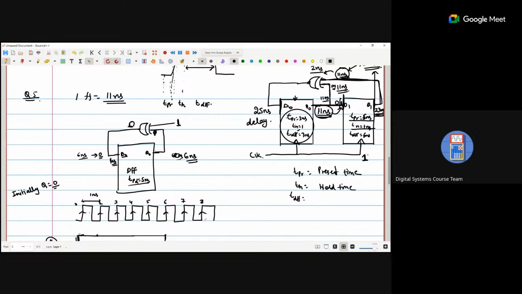Now this 23 nanoseconds plus 2 nanoseconds of delay from here, so we are getting a total of 25 nanoseconds. So the signal that we applied at 0 nanoseconds here will come back again at 25 nanoseconds. So this is the complete delay. Clear?